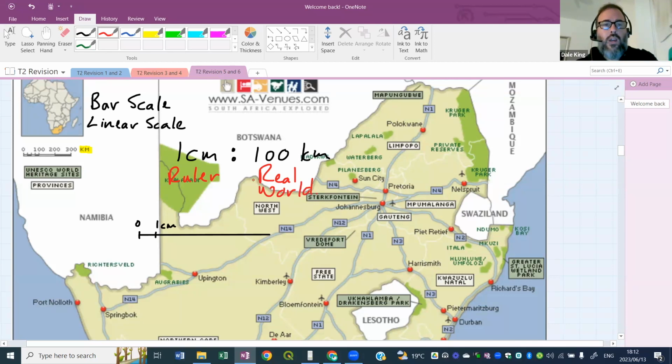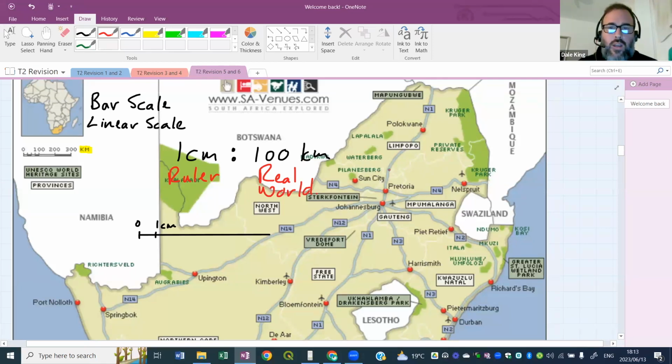Okay, that's what we want. We want a ruler measurement that relates to a real world distance. According to this bar scale, if we measure 1 centimeter on the bar, it represents 100 kilometers in the real world. And we can use that now when we work with this map.